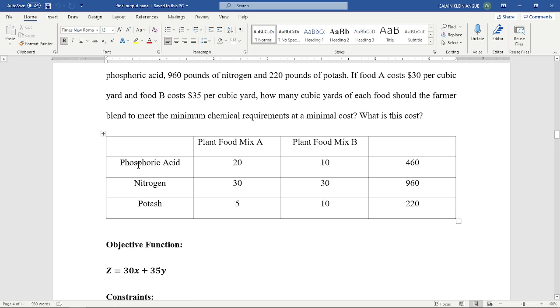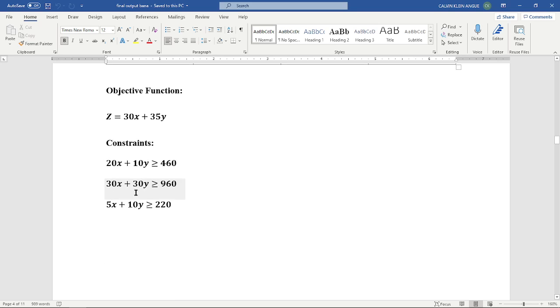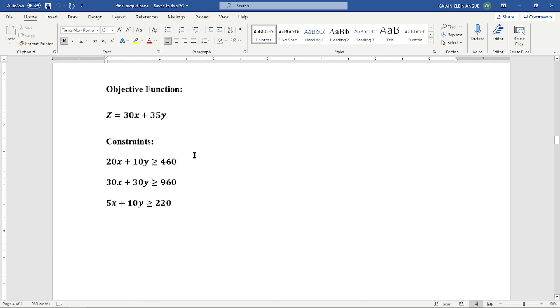For the constraints, 20x plus 10y is greater than or equal to 460. Then 30x plus 30y is greater than or equal to 960. That's your nitrogen. For the potash, it's 5x plus 10y greater than or equal to 220. So we have three constraints. Then how do we solve it?